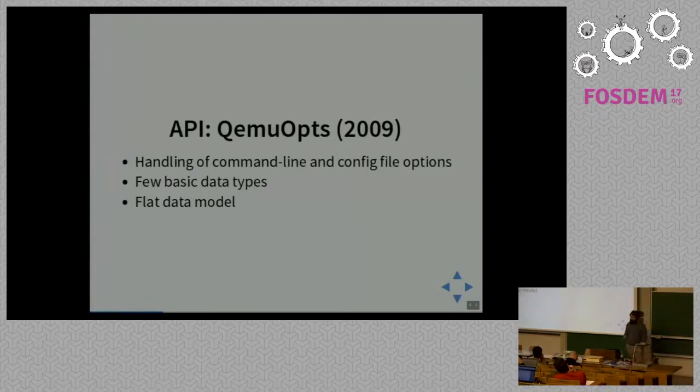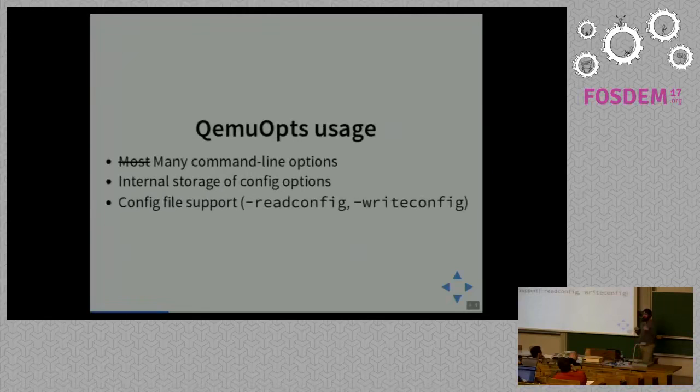The first API I'll talk about is QemuOpts. QemuOpts is a very old API introduced in 2009 to handle QEMU command line options and config files. It has very few basic data types, and it has basically a flat data model. QemuOpts is used to parse many of the command line options inside QEMU, or, if we look at what I think is the most relevant one, it's used to handle most of them. And even when a command line option is not parsed using QemuOpts, it's used as a storage system for command line options. So we could use the same infrastructure to handle config files and command line options at the same time. So let's see how it looks.